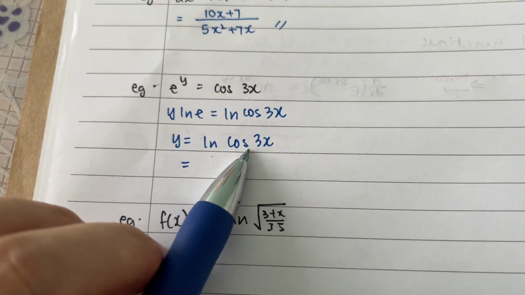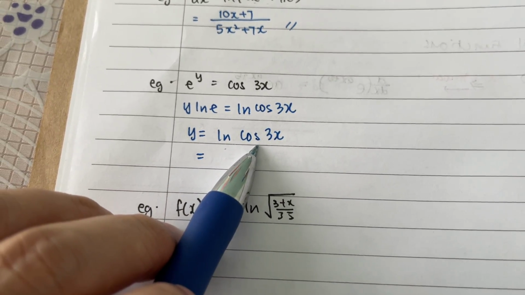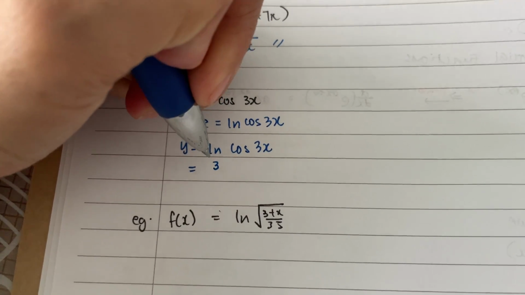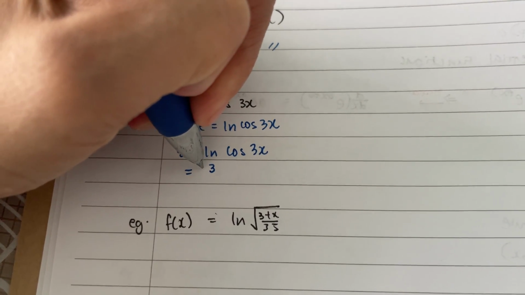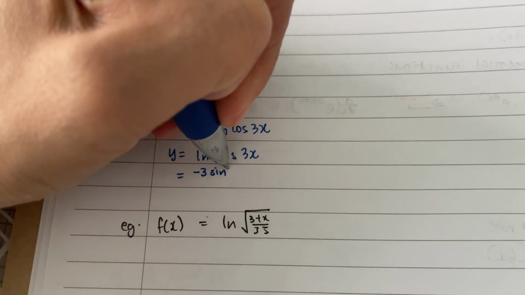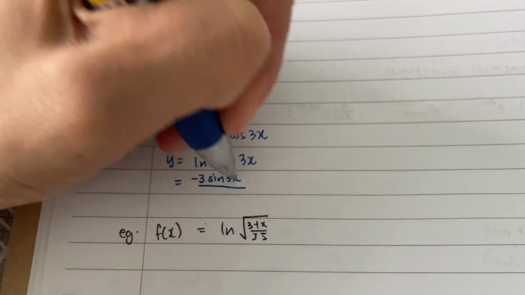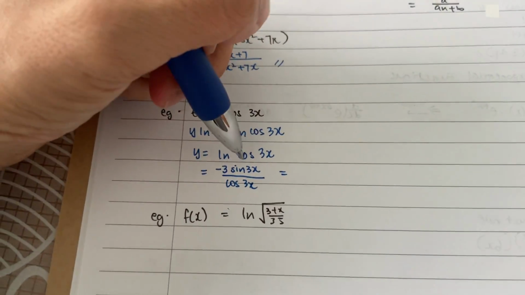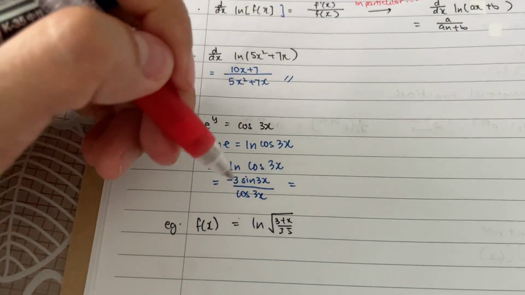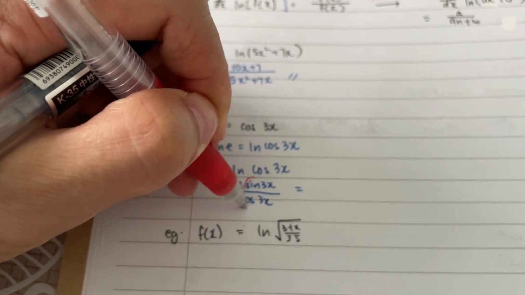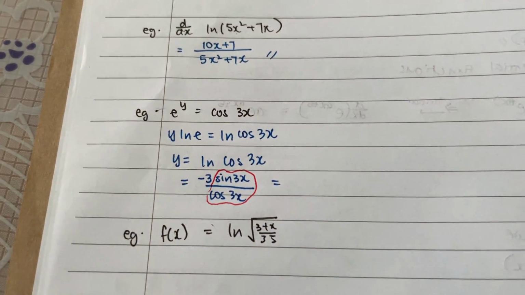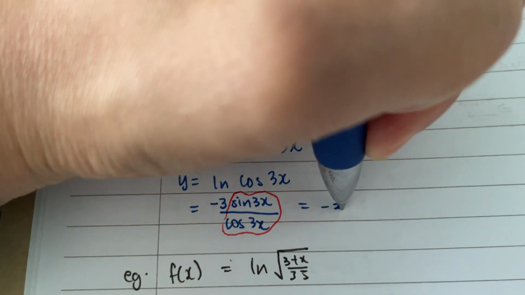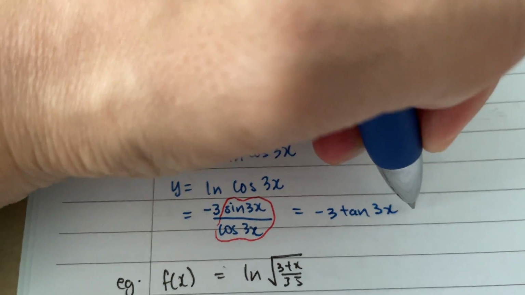As per normal, this is your f(x). So we differentiate f(x). We differentiate this, bring out the 3. Remember when we differentiate cos x, we get minus sin x. So minus 3 sin 3x over the denominator being cos 3x. And when you see this, we have sin 3x over cos 3x, we could simplify. What does this give us? This actually gives us tan 3x. So our answer will be simplified to minus 3 tan 3x.